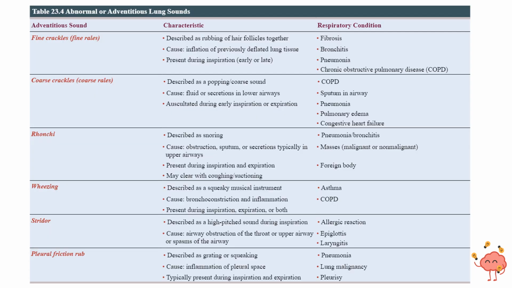And this is table 23.4, abnormal or adventitious lung sounds. So you can go through this and just read what the characteristic description is for each one.